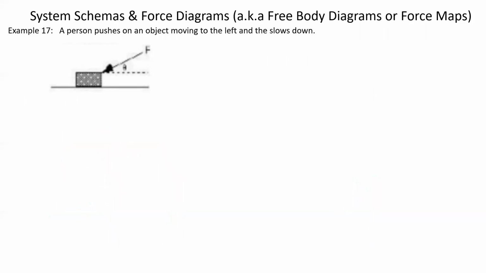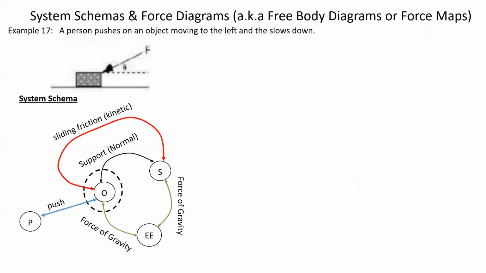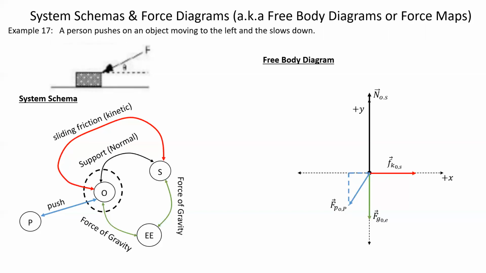A person pushes on an object moving to the left, but it slows down. So it looks very similar to the last one, the system schema, but the force diagram is different. Notice this time the kinetic friction force is longer than the x component of the push. Notice again the positive x-axis has moved. It's over onto the right. That's because the net force will be pointing to the right. We'll have an acceleration to the right. So somebody might ask, why is this thing moving to the left, but the acceleration is to the right? Again, an object tends to maintain its straight line motion unless acted upon by some external force. In this case, the net force is the difference between the kinetic friction and the x component of the push.